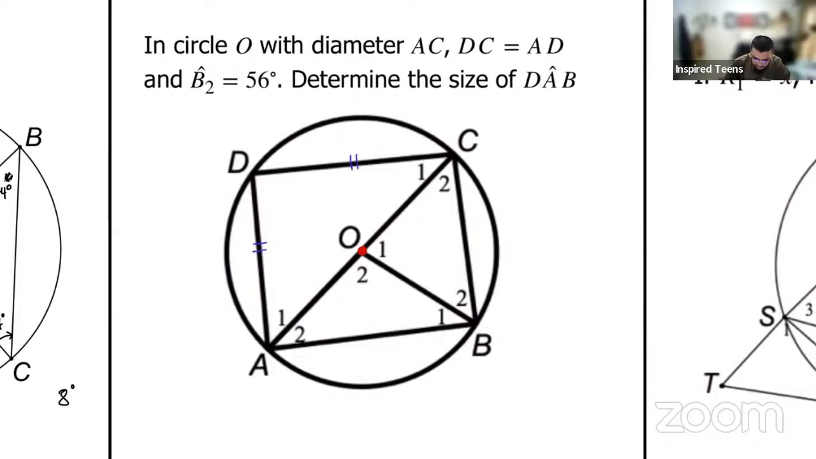So automatically, I am seeing a triangle with equal sides. I'm seeing an isosceles triangle, so I'm seeing equal angles. B2 is equal to 56. B2 is here, and this angle is equal to 56 degrees. Determine the size of DAB. DAB. So they want this whole thing.